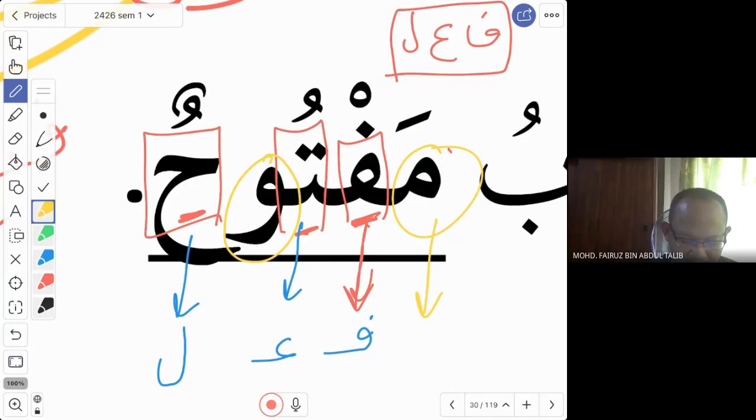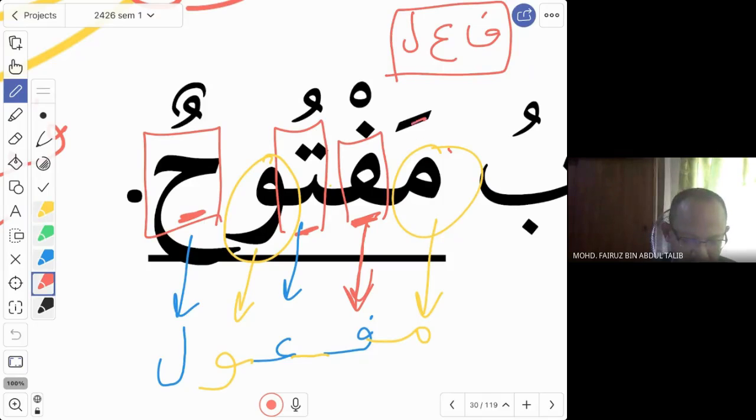So mim. And what else? Here we don't have any additional letter. Okay, just join the two letters. Waw, it's an additional letter. So now we have written down all the original and also the additional letters. What's next? You follow the harakat. How do you read the word? Maftuh.